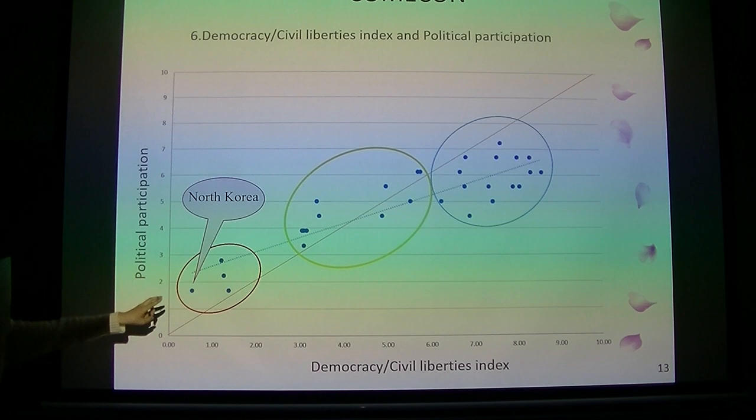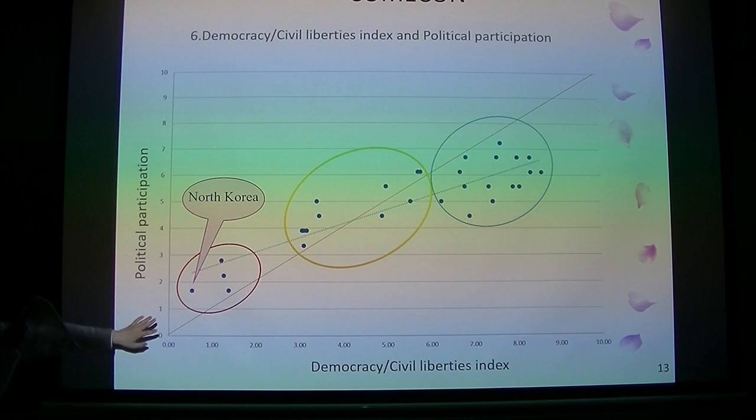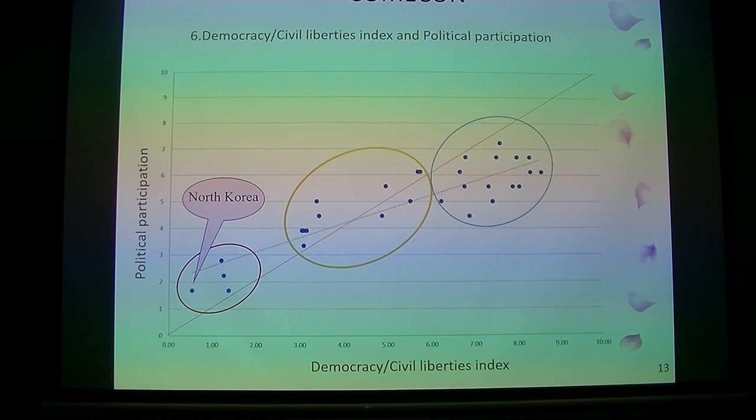And what I thought was interesting, looking at this graph, is that despite low scores, political participation is relatively high compared to the democracy and civil liberties index, and it suggests that, however, they do not have much freedom, they think participating in politics is important. In fact, in Turkmenistan, even though the political system is centralized, the election is for everyone, and the voting rate is high, around 80%. So I think relatively higher political participation reflects this result.